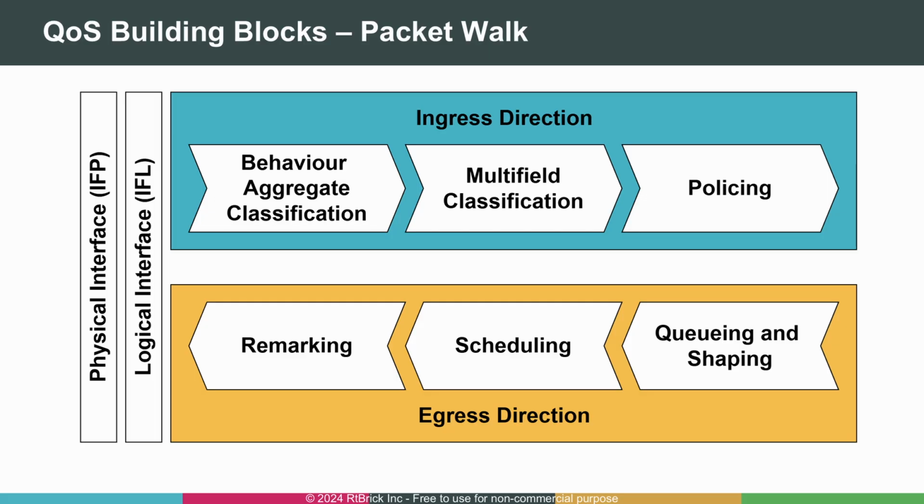Random early detection works by proactively dropping a small number of packets when queue levels start rising. This early signal encourages senders to slow down before true congestion occurs.